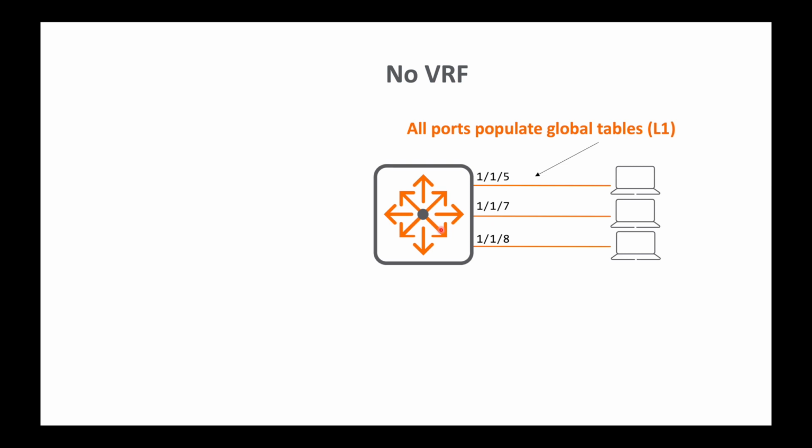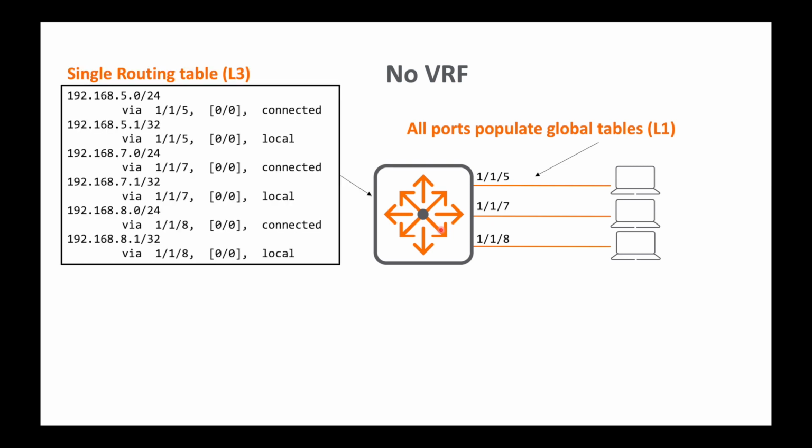And what do I mean by global tables? Well, for example, we have a global routing table on this device. So our layer three table, and the IP addresses that are configured on these physical ports, those are the subnets that populate the routing table because they are connected. So the layer 3 device knows how to reach them because it has layer 3 interfaces configured in those subnets. So that's what we can see here.